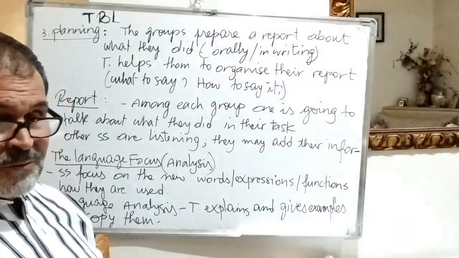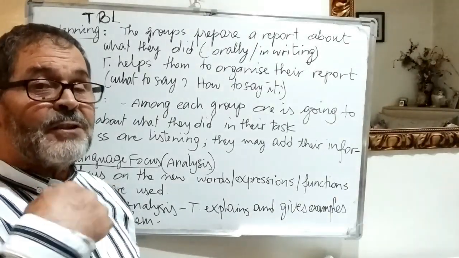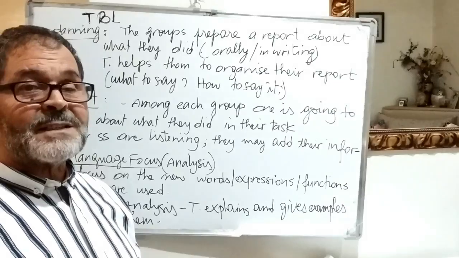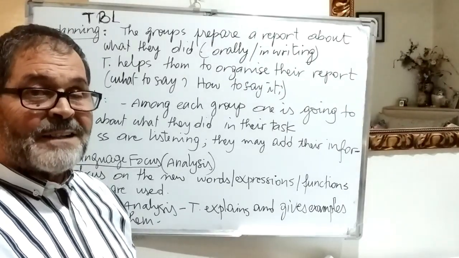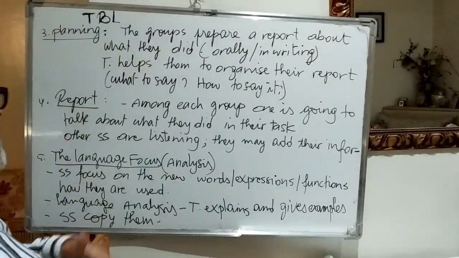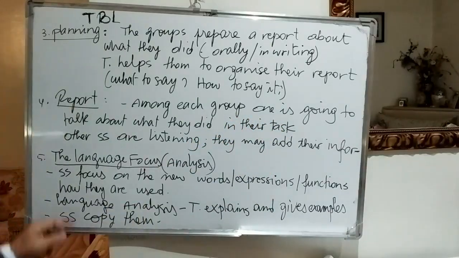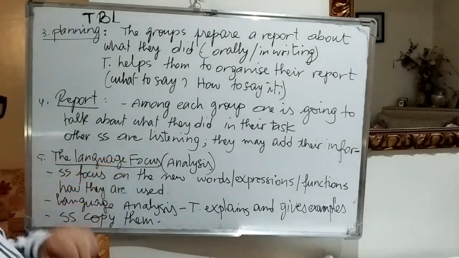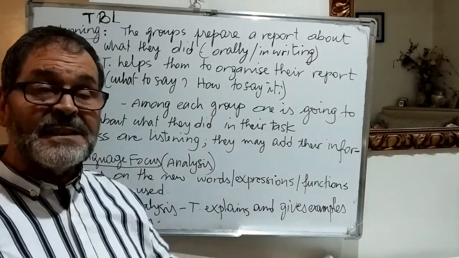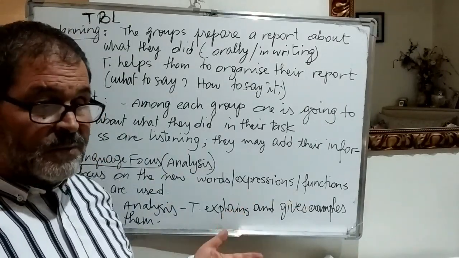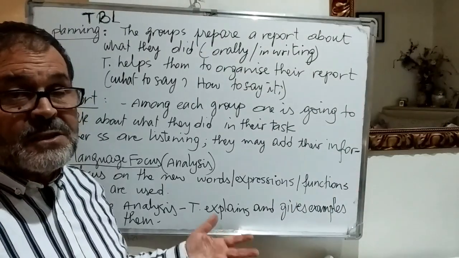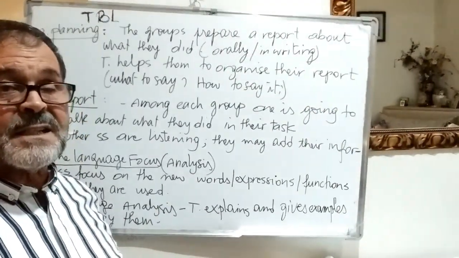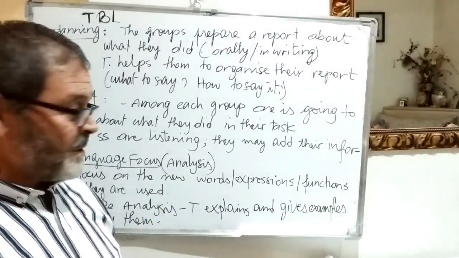So one of the groups is going to rehearse what they did. They are going to talk about what they did in their task. And in the report, among each group, one is going to talk about what they did in their task. Other students are listening, and they may add information. Maybe when we have 5, 6 groups, each group is going to give its ideas and its points.